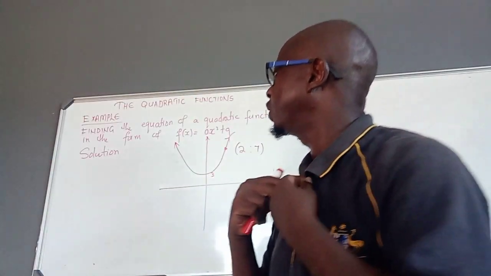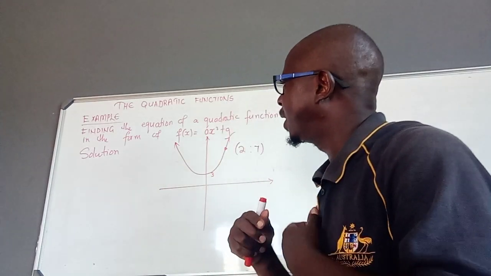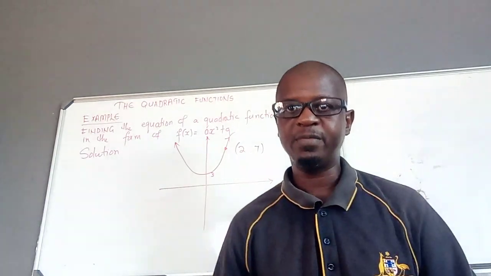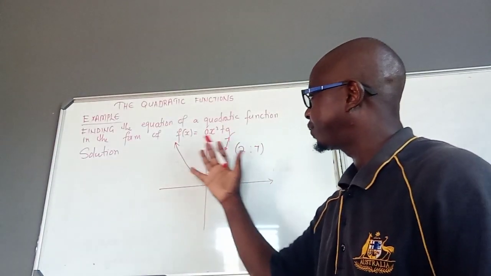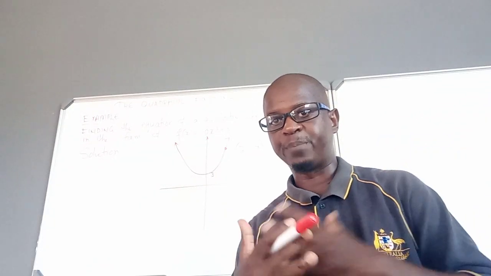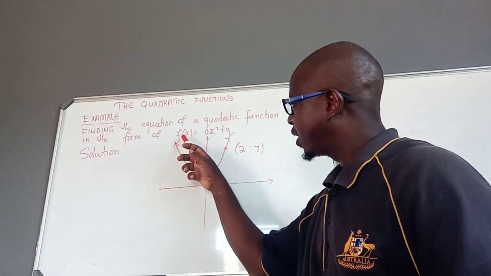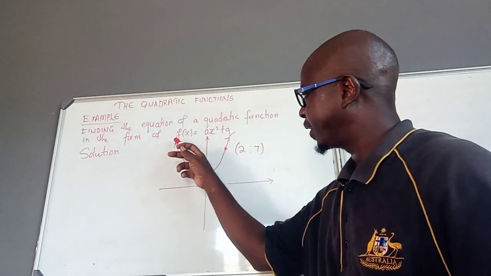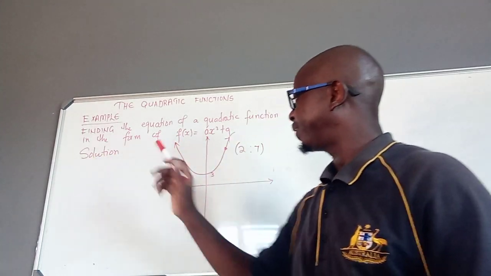Today in this video, we want to look at quadratic functions, but specifically we want to find the equation. We want to derive an equation given a quadratic function in the standard form. So for example, we're given f of x is equal to ax squared plus q, and we need to find the solution.